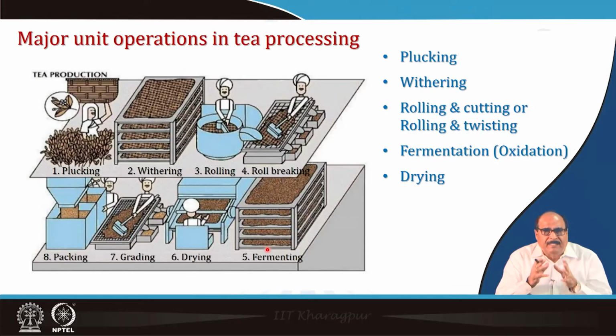Then let us discuss the major unit operations in tea processing, that include plucking, withering, rolling and cutting or rolling and twisting, fermentation. It is basically enzymatic oxidation, but in the tea industry popularly it is known as fermentation, and then finally drying and packaging. So, these are the important unit operations.